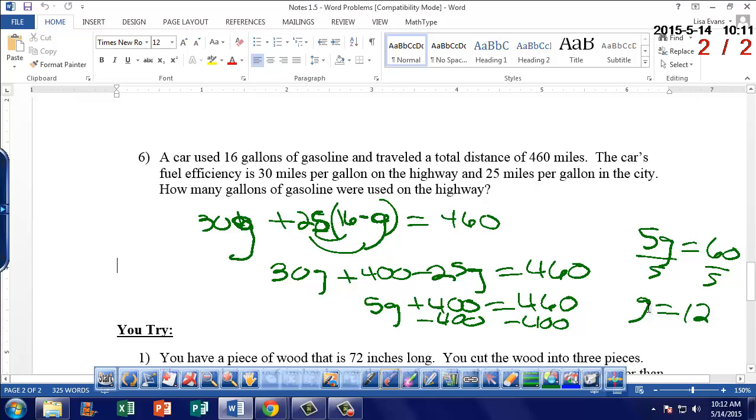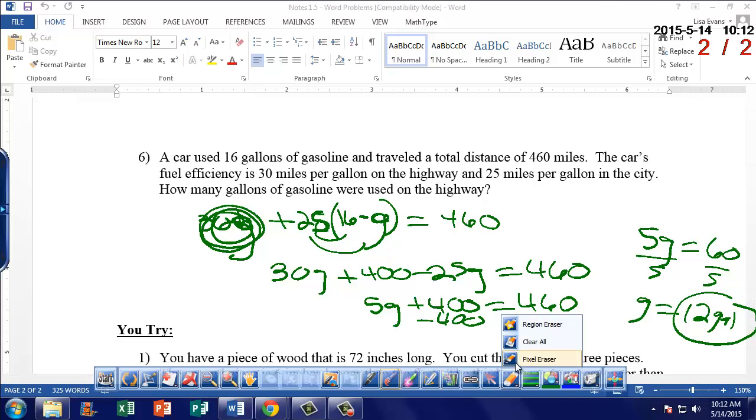We found G. It says how many gallons of gasoline were used on the highway. The highway did represent G because it was the 30 miles. So we are done. It's 12 gallons. Now, if I would have asked for city, we would have had to do 16 minus 12. We would have 4.